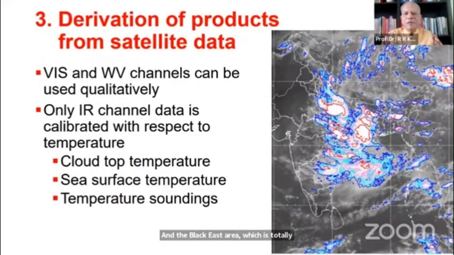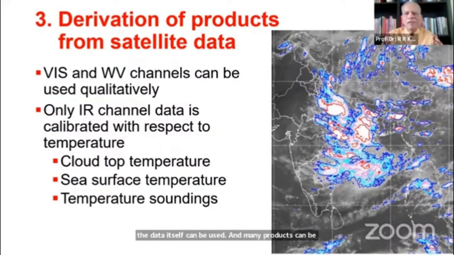So in this way, there are various ways of interpreting satellite images. It needs experience and it needs a systematic study. But as I said in the beginning, images are not made by a satellite, they're made by us. And basically, we have the data from which we make the images. So data itself can be used, and many products can be derived from the satellite data.